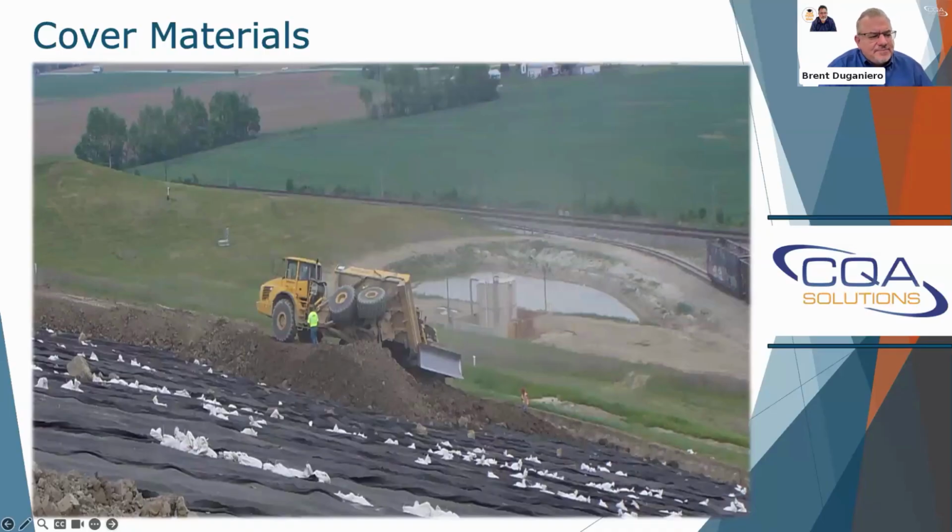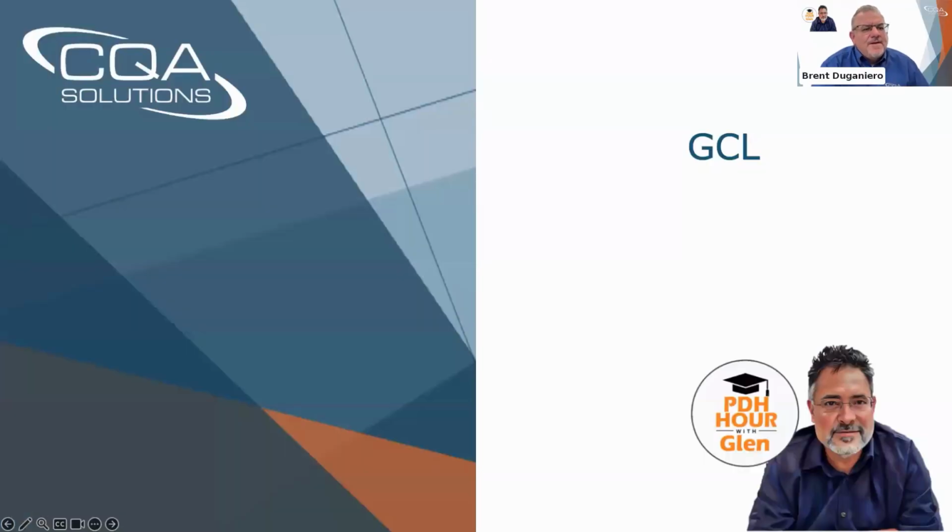cannot see. Here's a rollover. That equipment was on a slope and it rolled over. So luckily, none of the CQA personnel was down there checking the synthetics. They were out of the way.